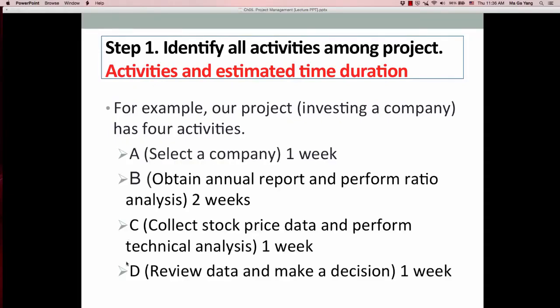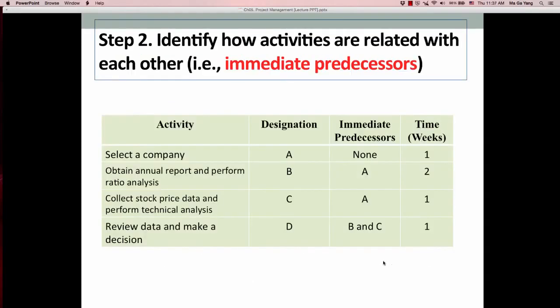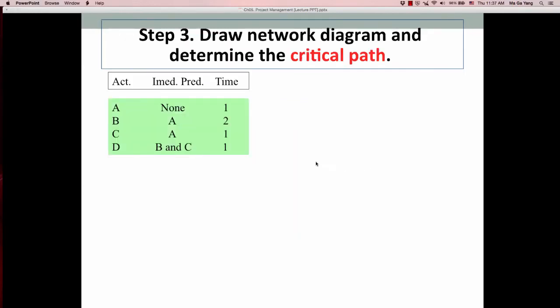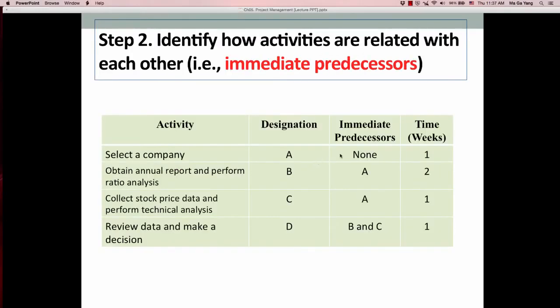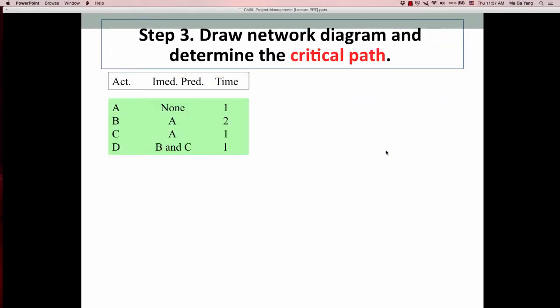So here are the 4 activities we identified, and for each activity we have the estimated time duration. Selecting a company takes 1 week, all the way to reviewing data and making a decision, which takes 1 week. Once you determine the activities, you identify how these activities are related to each other. In other words, you are identifying immediate predecessors. If there is no immediate predecessor, that's the first activity to start. Now we draw a network diagram and determine the critical path, which is the longest path in the network.